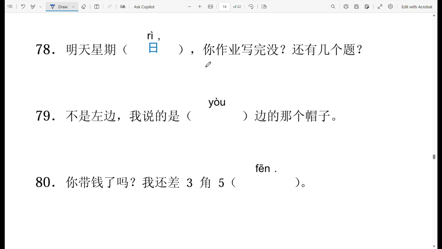The rest of the sentence, if you are interested, says 你作业写完没? Did you finish writing your homework? 还有几个题? How many questions do you still have?